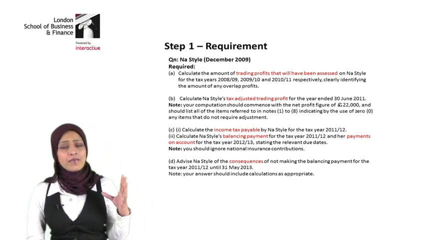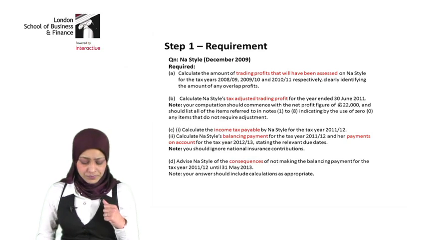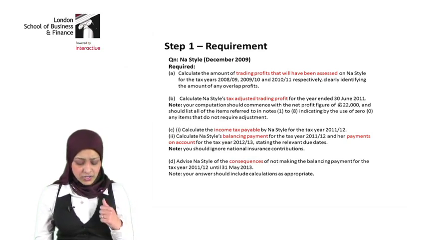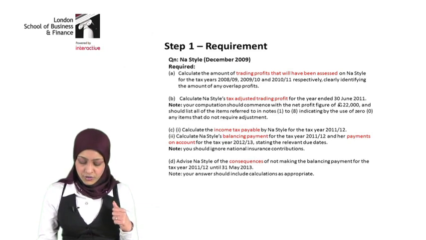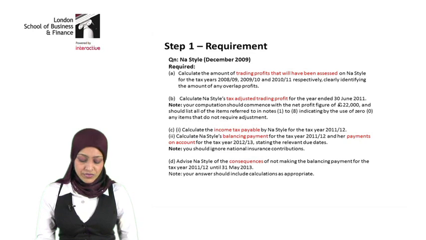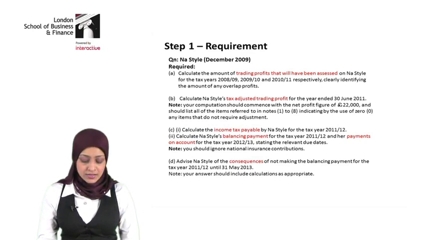I know we're talking about opening year rules here. Part B, calculate the tax-adjusted trading profit for the year ended 30th June 2011. Your computation should commence with the net profit figure of 22,000 and should list all the items referred to in the notes 1 to 8, indicating by use of 0 any items that do not require adjustment.